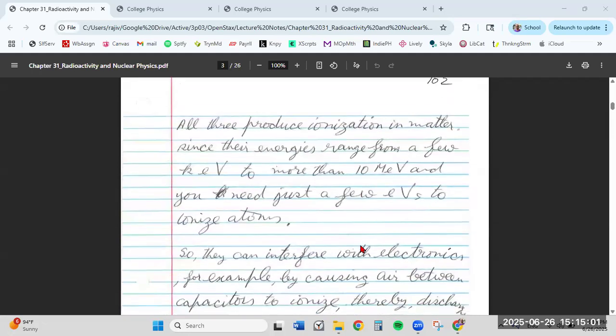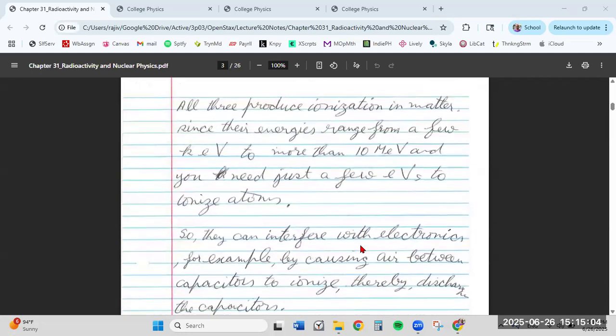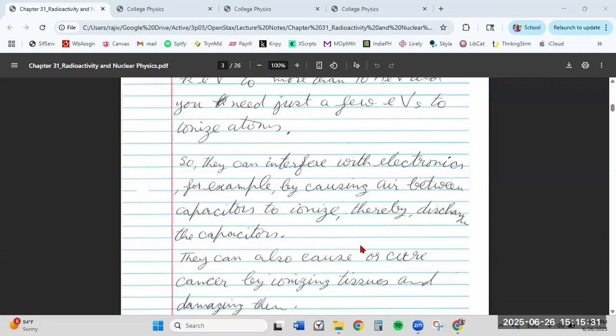All three nuclear radiations produce ionization in matter because they are of such high energies. In order to ionize an atom, you just need a few electron volts. And here we are talking about a few kilo electron volts to more than 10 mega electron volts as the energy of these nuclear radiations. So all three of them can easily ionize atoms and molecules.